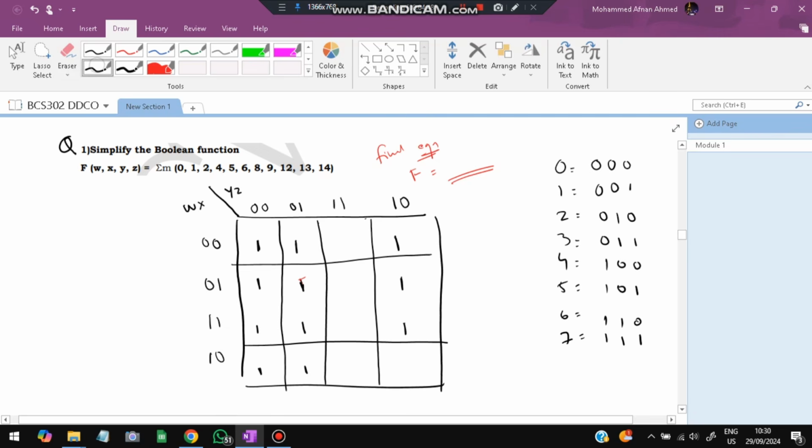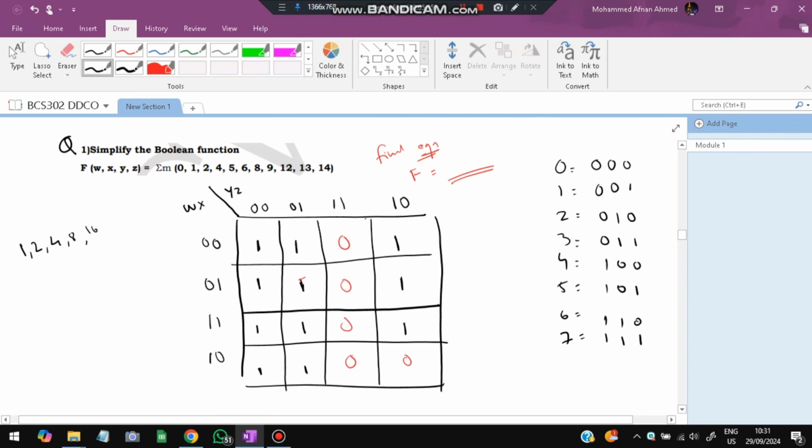Here we'll be drawing a line. The rest of the values, just fill them with zeros. To fill it with zeros, I'll be doing it with a different color. 0 0 0. It's not required actually. So you have obtained the K map here. Now what you have to do is form the groups. Groups can be either a group of 1, a group of 2, a group of 4, a group of 8, or a group of 16.